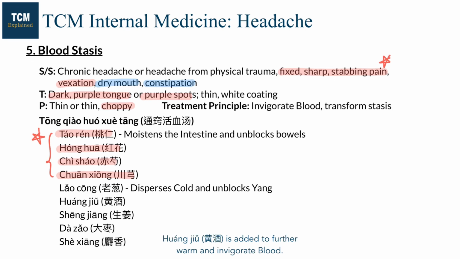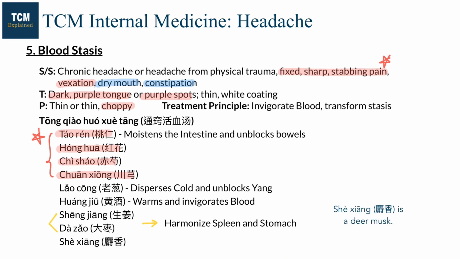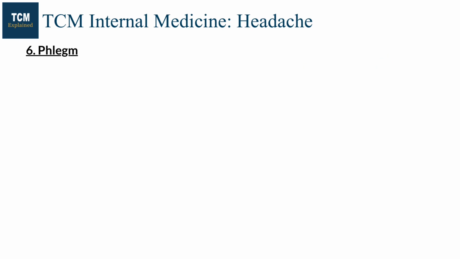黄酒 is added to further warm and invigorate blood. 生姜 and 大枣 harmonize the function of spleen and stomach so that they can produce new blood. 麝香 is a deer musk. It invigorates blood, unblocks the channel, and stops pain. We can omit this herb since we want to protect our animals.